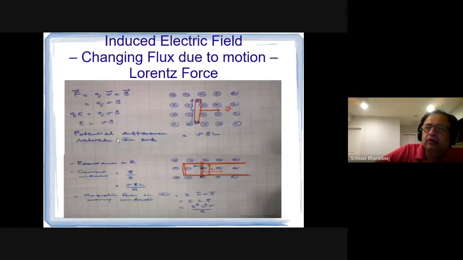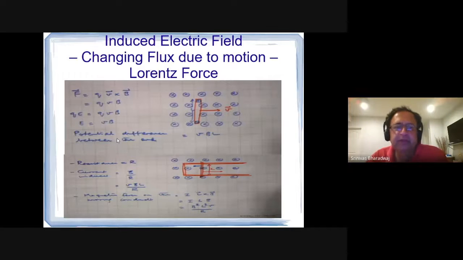Okay, so now the changing flux due to the motion is called a Lorentz force, and then we looked at the Lorentz force, which is qvB, right? If you remember, that equals eq. And so as a result, we ended up with E equals VB, and therefore E times L was the EMF. The EMF divided by R was going to give you the induced current.